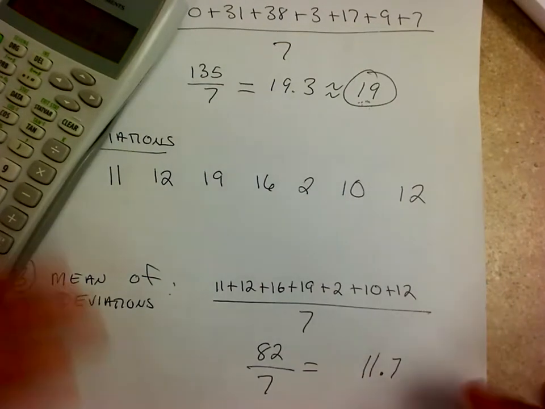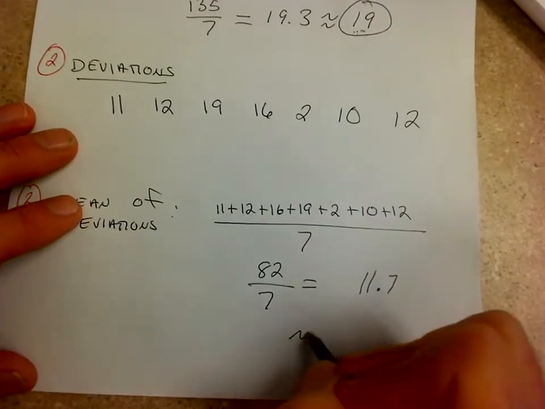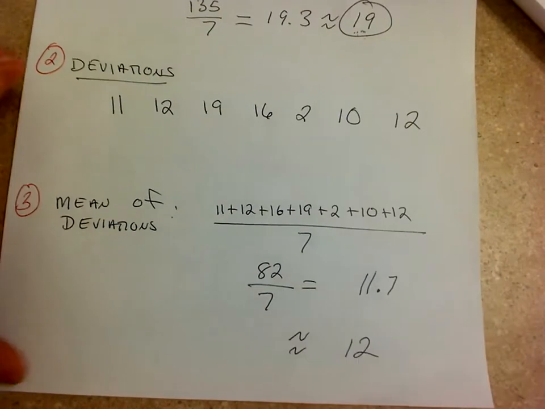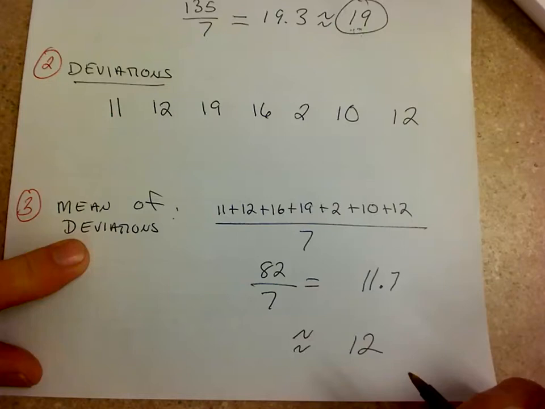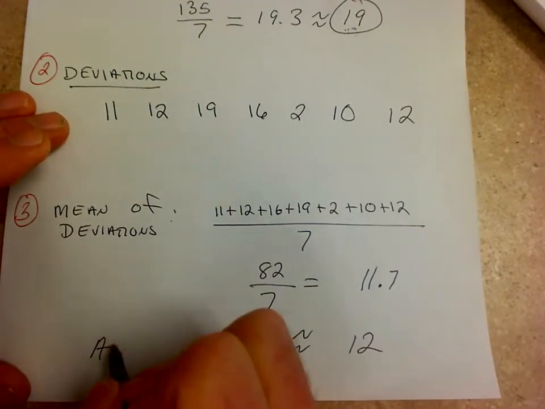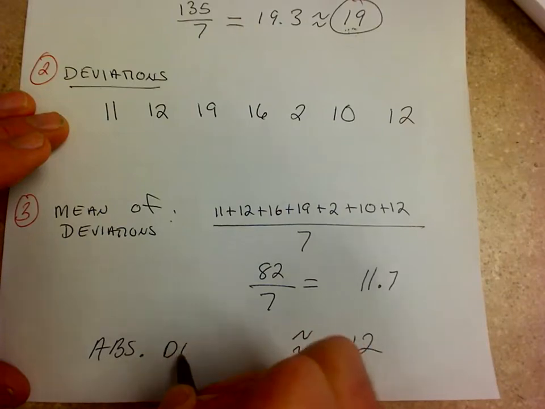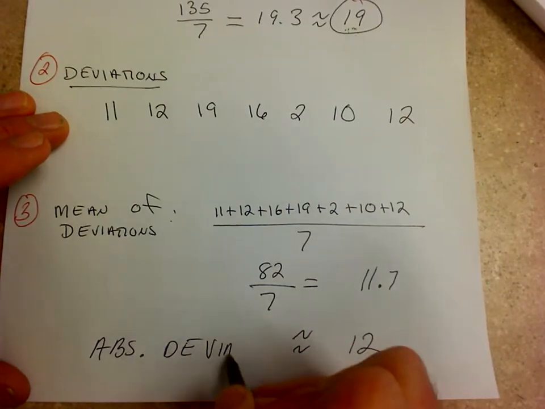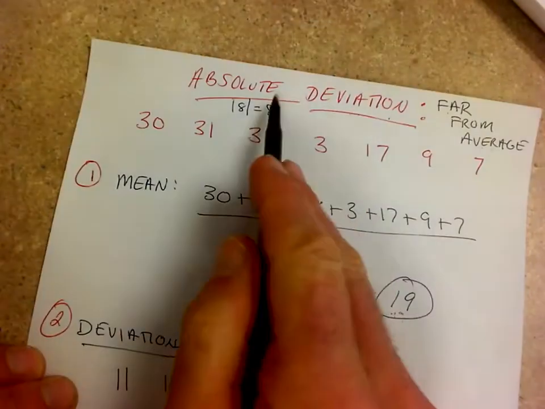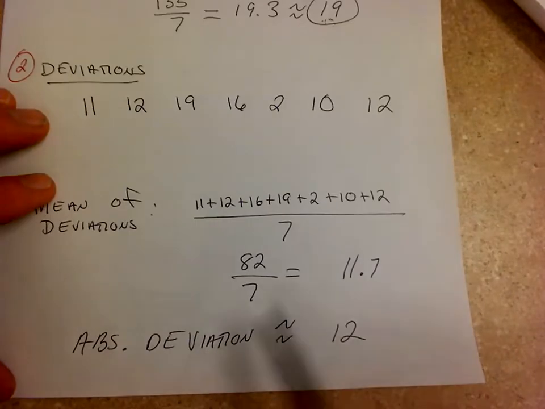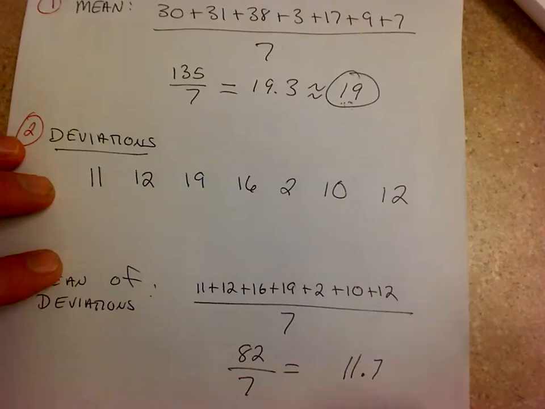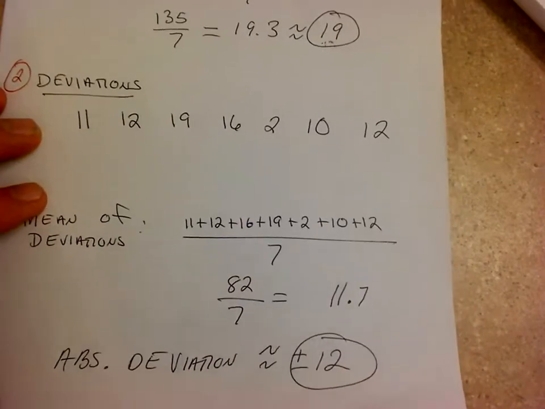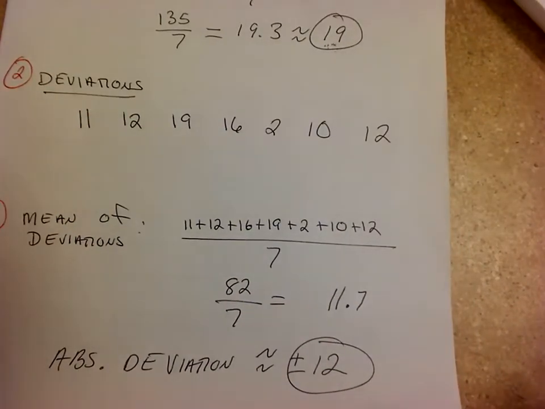So we're going to just round that to 12. Okay, and remember, in class we talked about this, when we answer the mean of the deviations, this is called the absolute deviation. That's what we just found. That's our topic for today. So the absolute deviation for this data set is plus or minus 12. Okay, plus or minus 12.